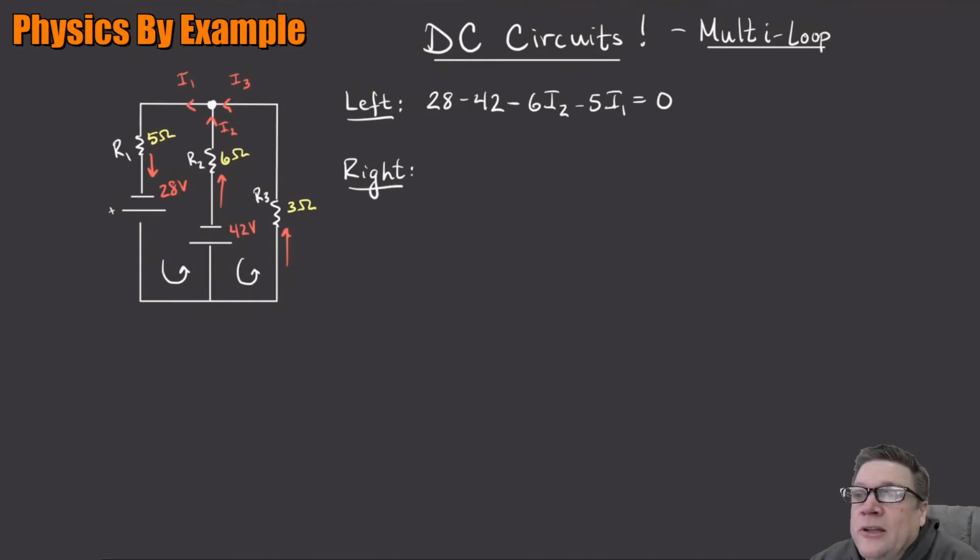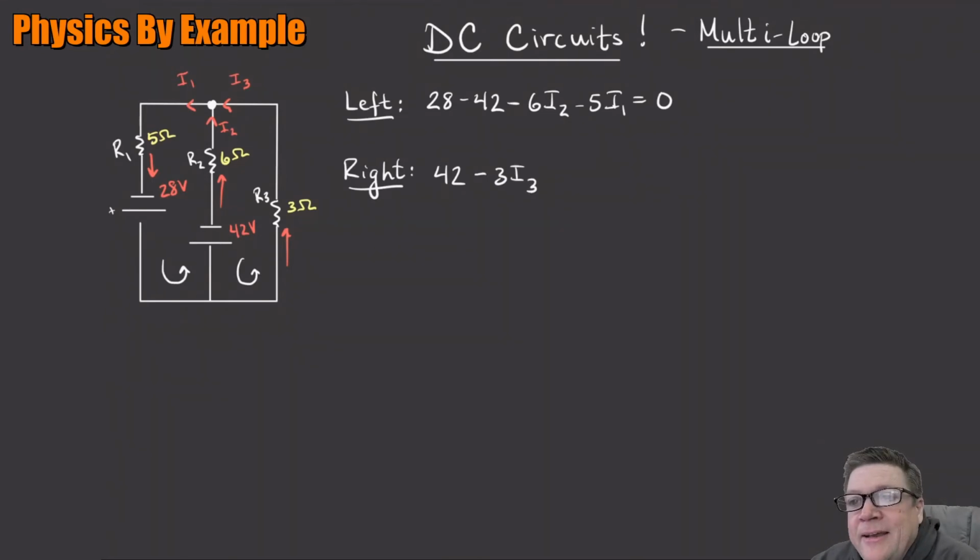Let's do the right loop. Okay, so the right loop, I'm going to start again at the battery. Now it's the 42 volt battery. So now I'm going counterclockwise around that loop, so I'm going from minus to plus. So it's going to be a plus 42. And then I'm going to go up this way in the direction of the current here, so it's going to be minus 3 I3.